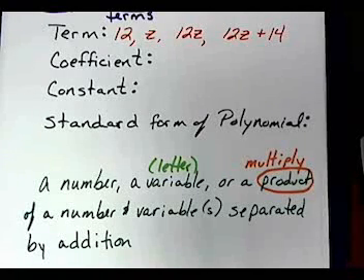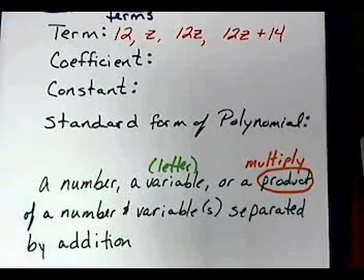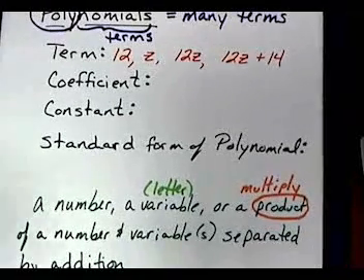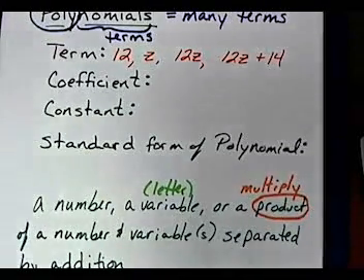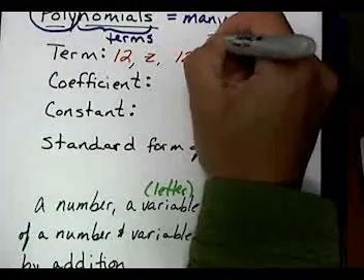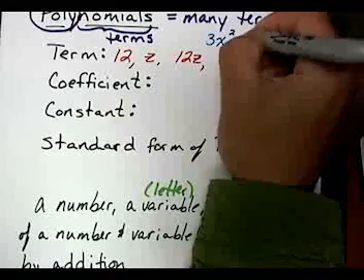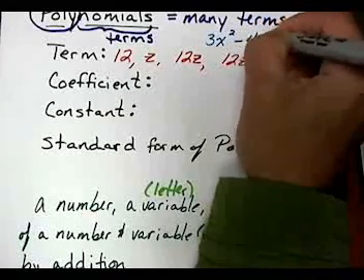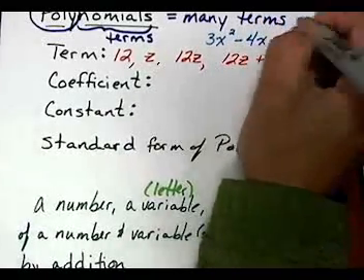Okay. Now, we also need to be aware that terms are separated by addition, but what happens if I have something like 3x squared minus 4x minus 1?